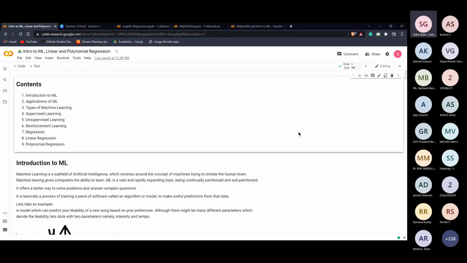What exactly we are doing in machine learning is we are training a piece of software. Now, this software is known as an algorithm or a model. We use the term model more commonly, to make predictions from past data, basically.